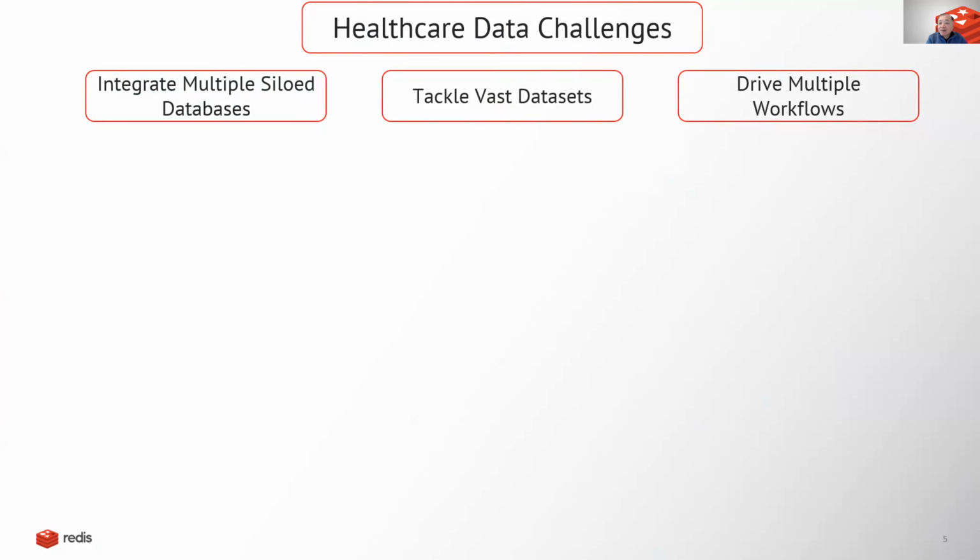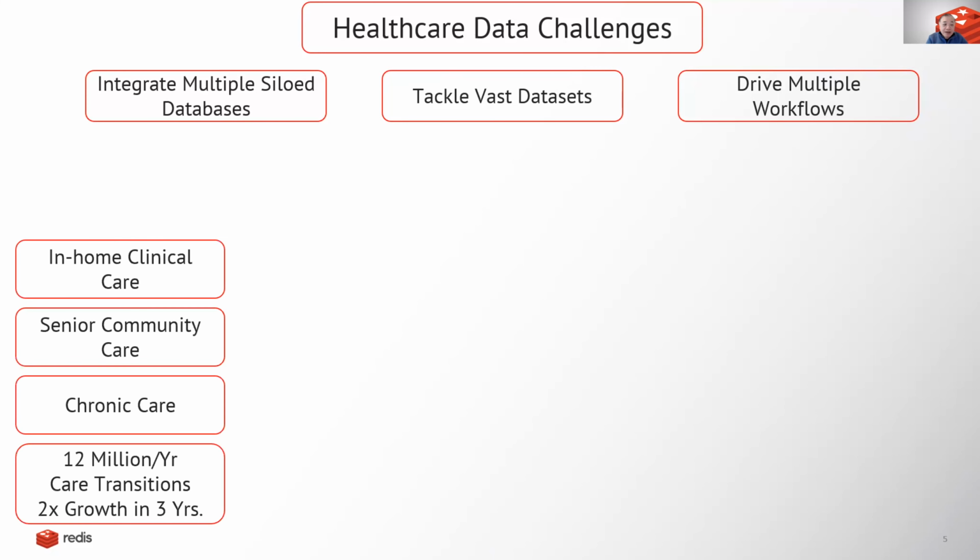There are obviously multiple workflows and processes that are specific to the healthcare industry, and all of those are dependent on data. One specific area I want to talk about, where we can help improve patient outcomes and do it more cost effectively, is all the care transitions that happen in the lives of most people as they go through their healthcare system, right? There's in-home clinical care. When you reach a certain age, there's senior community care. There's chronic care for chronic conditions.